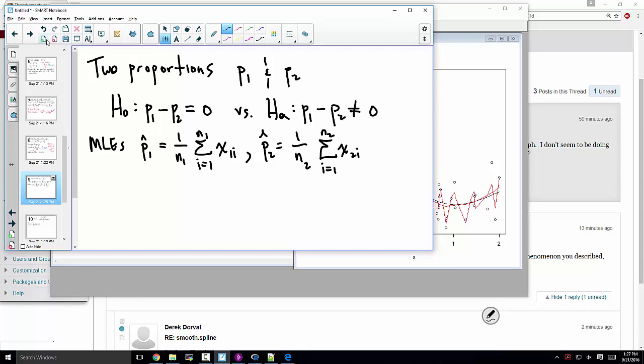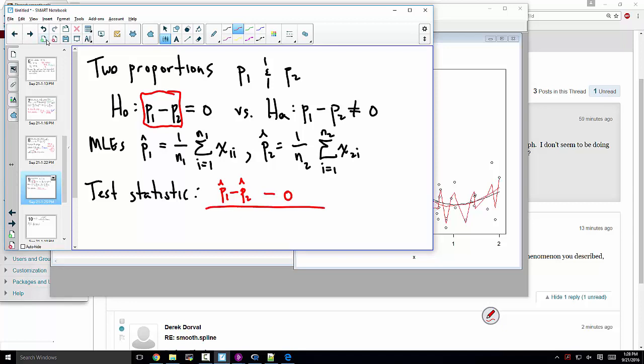Then the Wald-style test statistic looks like, again, estimate minus null value over SD of estimate. The parameter of interest right now is a difference of proportions. How would I estimate that with a difference of my sample proportions? Estimate. Subtract off what we think the parameter of interest is under the null, in this case 0, and divide by the standard deviation of P1 hat minus P2 hat.